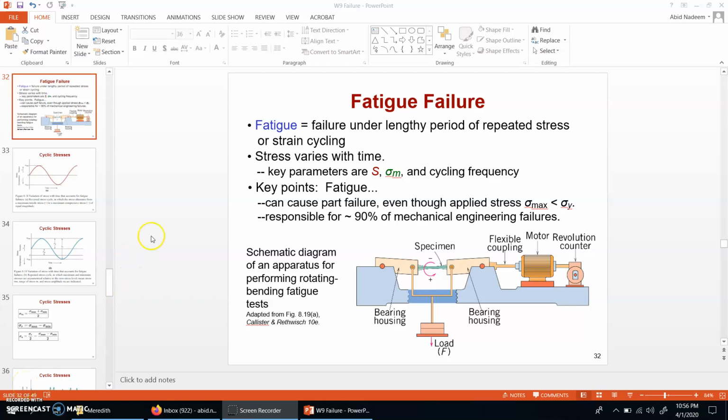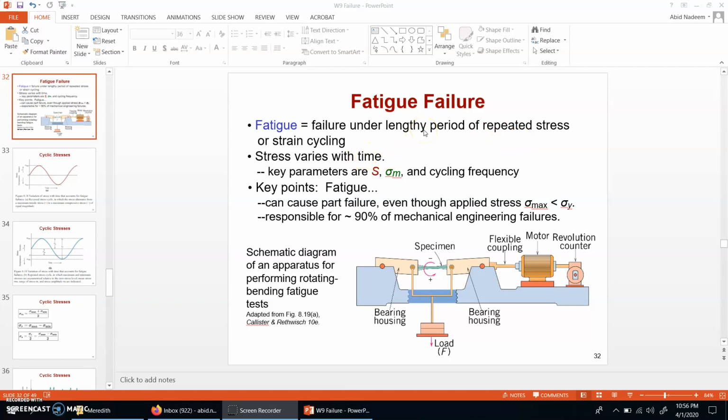Okay, so this is the topic, fatigue failure topic. Fatigue is a very important phenomenon for the failure of material. It is actually the failure under a lengthy period of repeated stress or strain cycling.